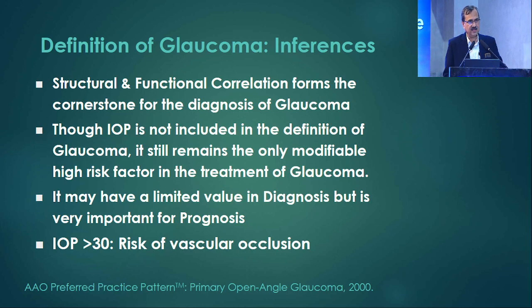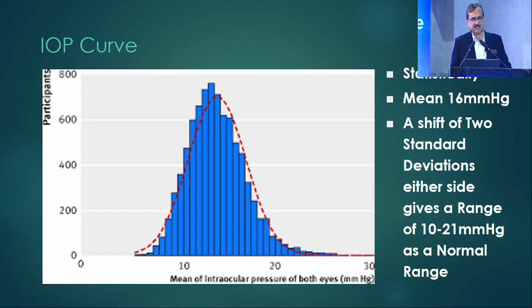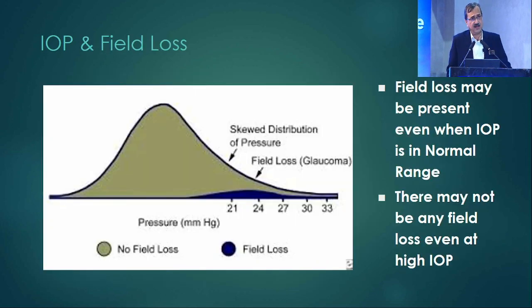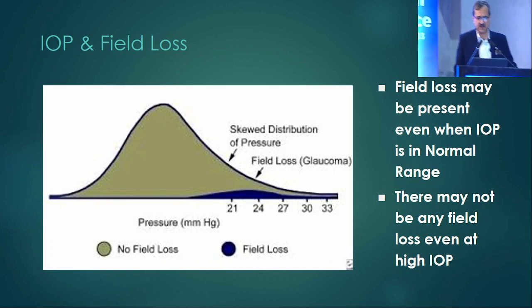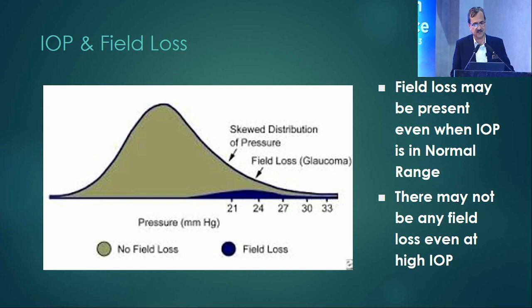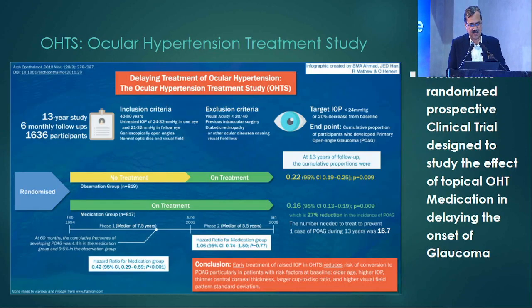We all know if there is an intraocular pressure over 30, we stand a risk of vascular occlusion. So, if you see this bell curve here, statistically, a mean of 16 millimeters pressure is considered normal. A shift of two standard deviations either side gives a range of 10 to 21 as the normal range for intraocular pressure. We also have to understand that field loss may be present even when the IOP is in the normal range. On the other end of the spectrum, there may not be any field loss even in a patient with high IOP.